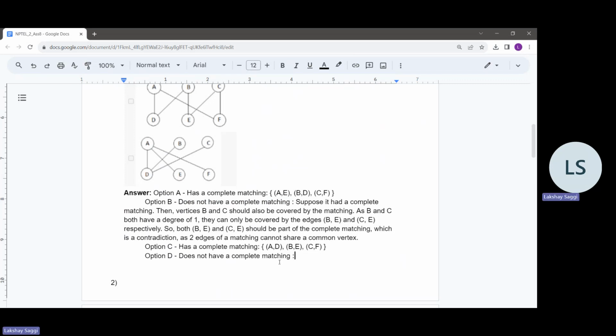And why does it not have a complete matching? I just write a similar argument to option B. In option D also we have a similar argument that B and C have a degree of 1. So the B comma D edge and the C comma D edge should be present in the complete matching. But this is a contradiction, as in that case D would be a shared vertex in the matching, which is not possible. So that's why option B and option D do not have a complete matching.